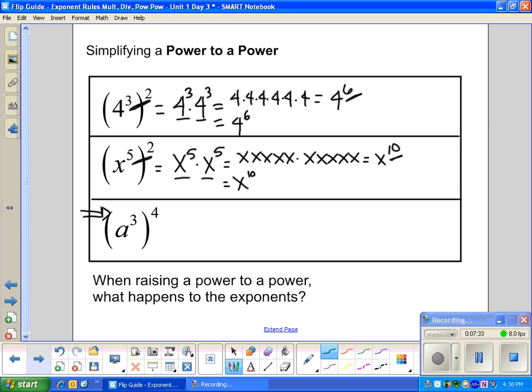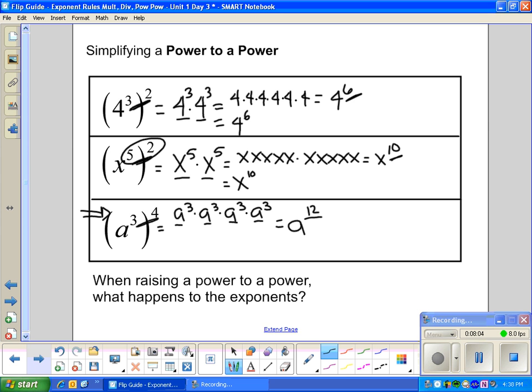Okay, now I'm going to do it for you. Here we go. So it's a cubed times a cubed times a cubed times a cubed. And I know that if I have the same base, all I have to do is add the exponents. So that would be 3 plus 3 plus 3 plus 3, and that gives me a to the 12th. Is that what you guessed? Hopefully you see that 3 times 4 is 12.